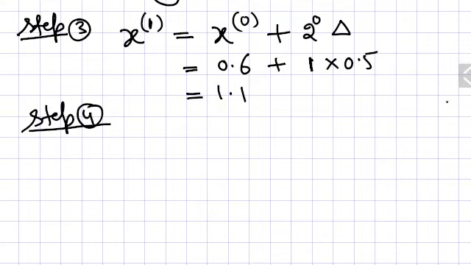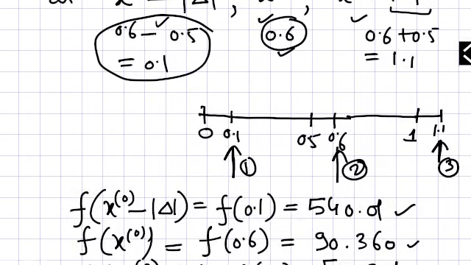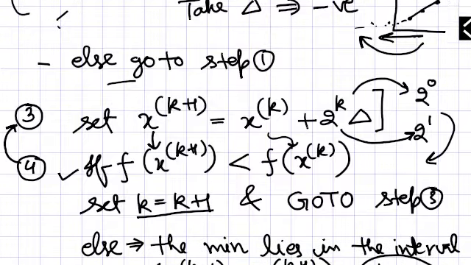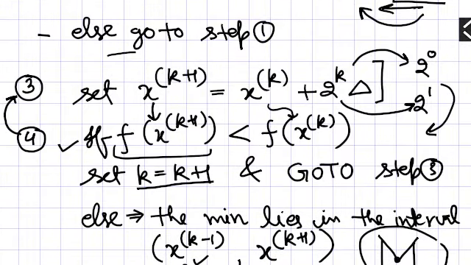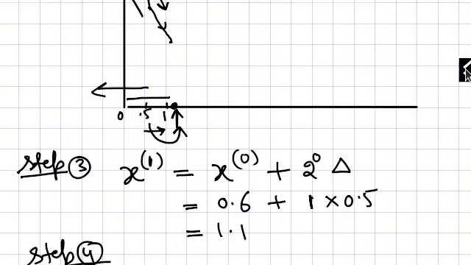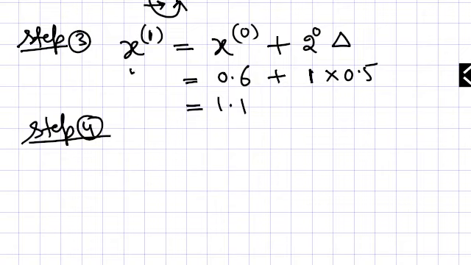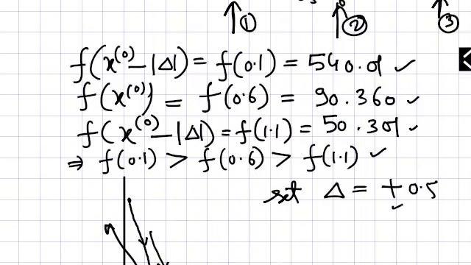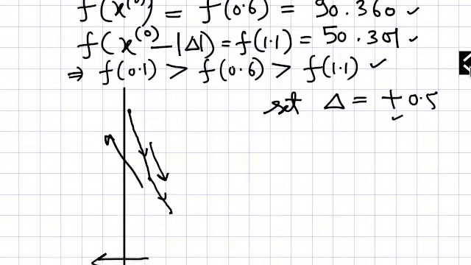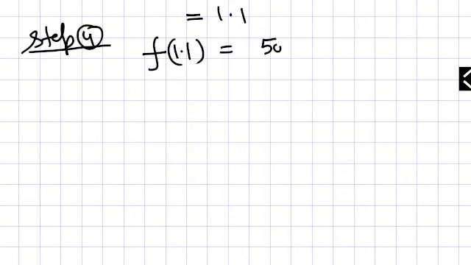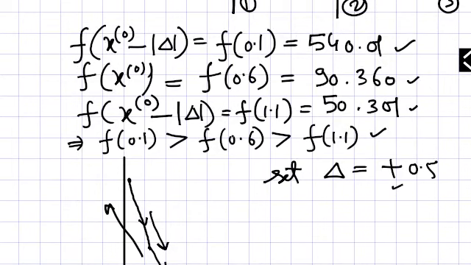Now what is step 4? Step 4 is for calculating the values. This is step 4. You have to calculate two values at both the points. So I am calculating it. You have to calculate the value at this point and this point. So what is the value at 1.1? You can calculate it, or you can see that we calculated it already, that is 50.301. And at 0.6 it was 90.30360.